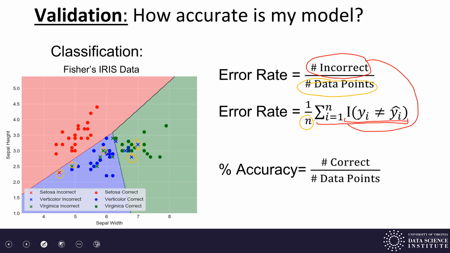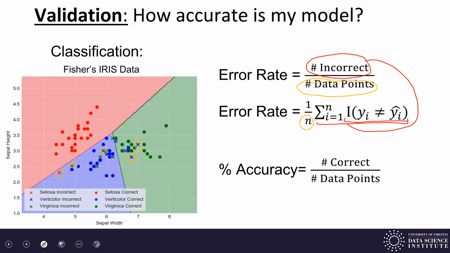Another measurement we might want to talk about is percent accuracy. This is the number correct over the number of data points. Of course, percent accuracy and error rate measure the same thing. Percent accuracy is just 1 minus the error rate. Just two different ways to look at the same thing. And it depends on the user whether they would care about percent accuracy or error rate.